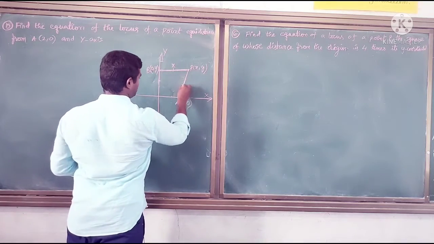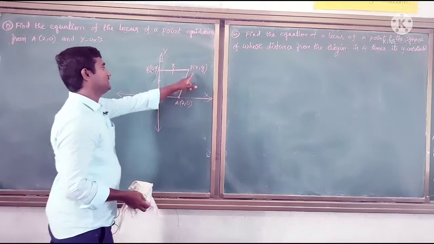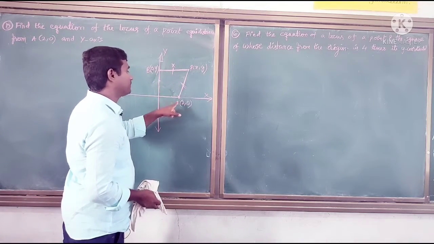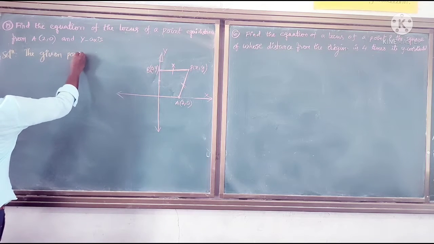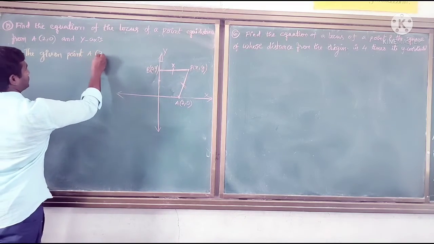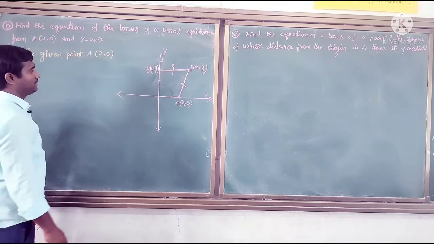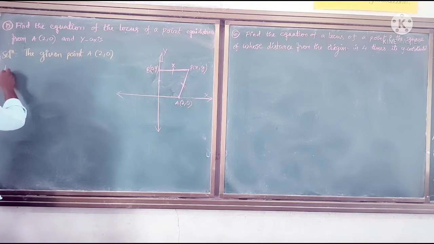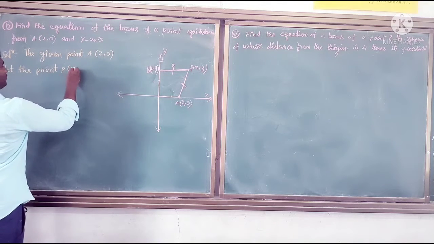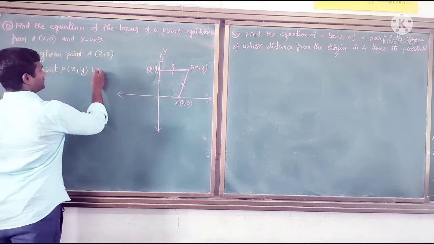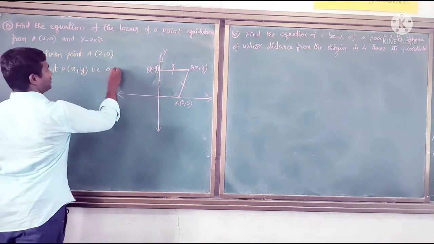Now, according to the condition, the point P is equidistant from the y-axis and from this point A. So you can write the solution. I am writing here the given point A(2, 0), and let the point P(x, y) be on the locus.